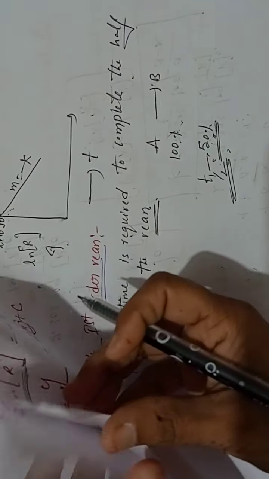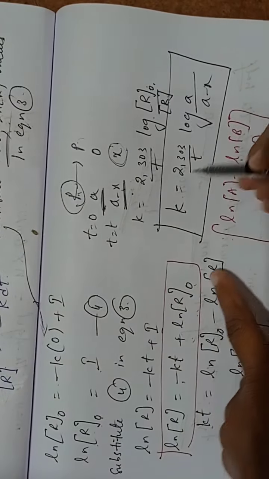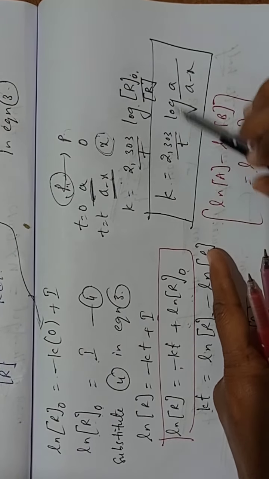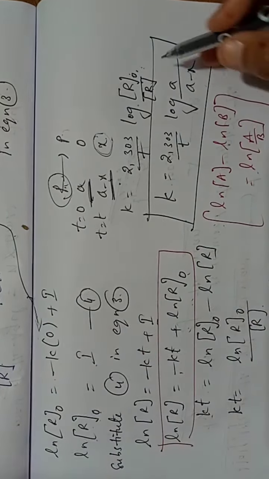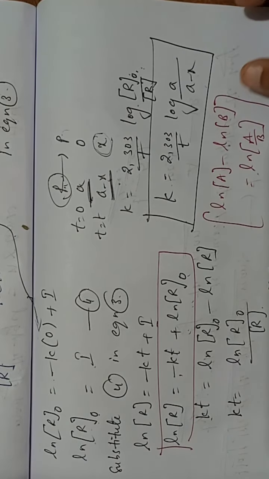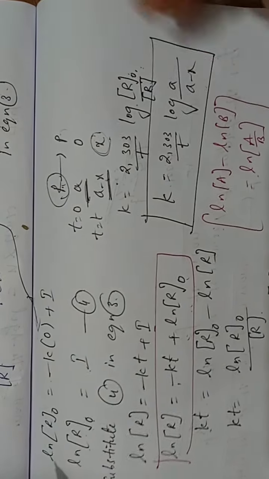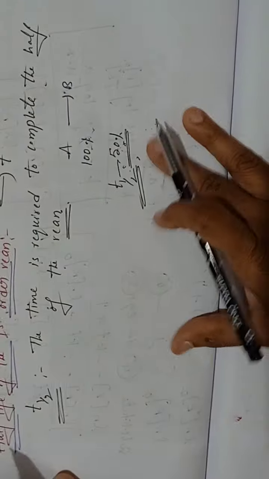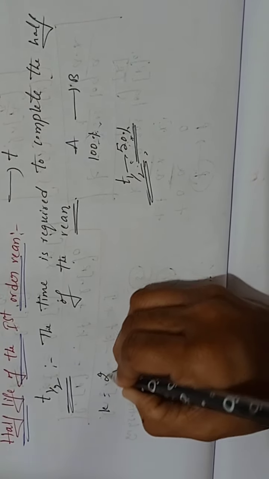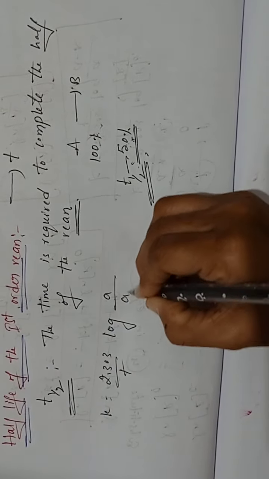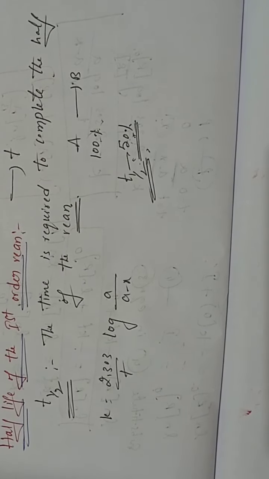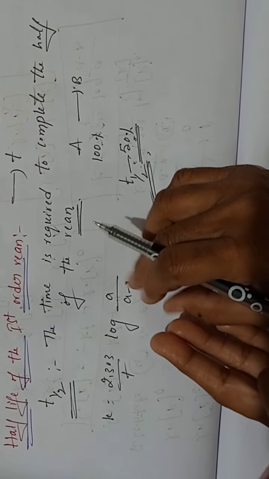Now I am taking the first order reaction. What is the first order reaction main formula, students? This one: k is equal to 2.303 by t into logarithm of a by a minus x, or otherwise you can take this also, R naught by R or a by a minus x, we can take. I am taking any one formula, students. See here, k is equal to 2.303 by t into logarithm of a by a minus x I am taking. This is the first order reaction, correct?